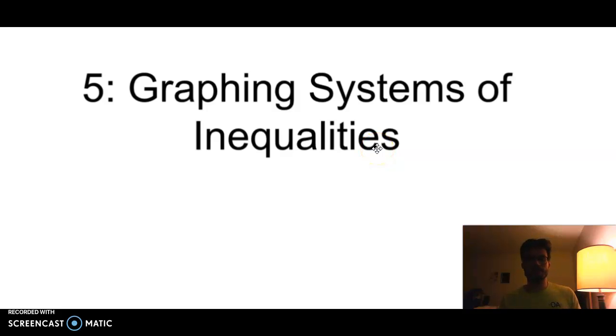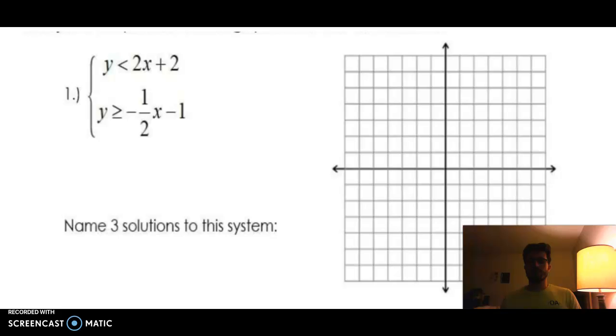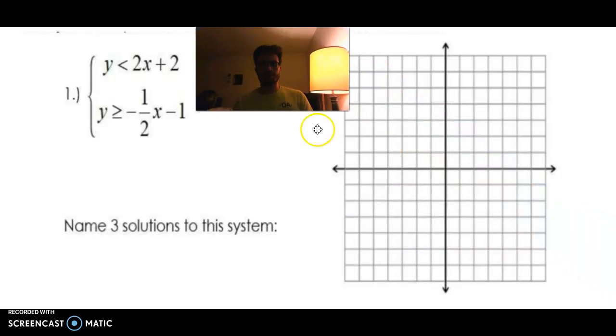Hey guys, so we're going to talk about graphing systems of inequalities. You guys have already solved systems of equations, so now we're just throwing inequalities into the mix. So let's look at an example. We're only going to be solving these by graphing.